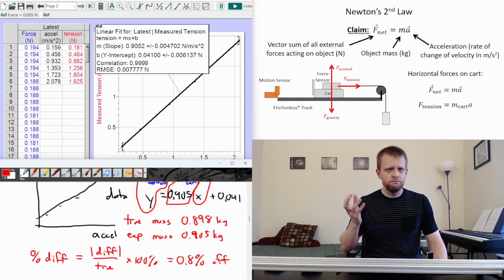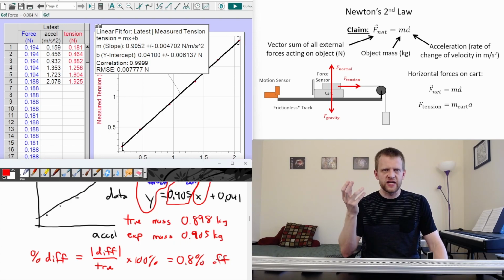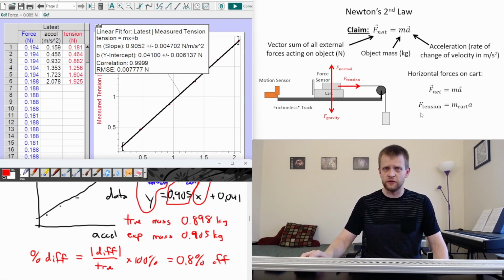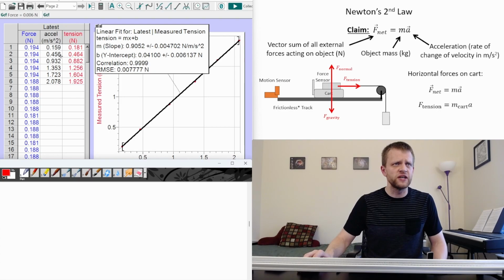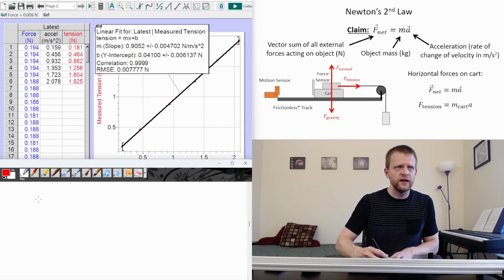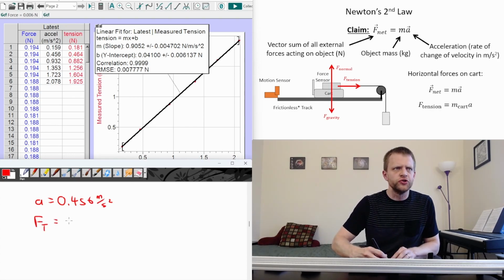But maybe you're saying to yourself, why did we have to take multiple data points? Why did we take all of that data instead of just taking one data point, saying this is our acceleration, this is our force of tension? If I take a single data point, I should be able to use that to get the mass of the cart. Well, let's give that a try. Let's say I take the first data point that I actually took, the 50 gram case. So we have an acceleration of 0.456 meters per second squared and a tension equal to 0.464 newtons.